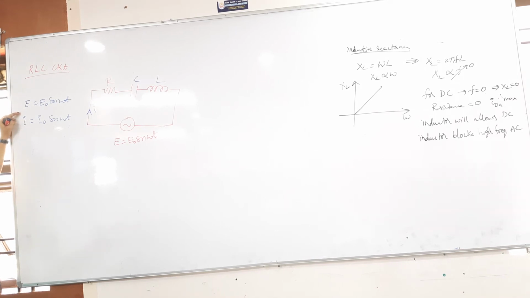I have talked in phone, there is no problem, there is no need to dream also. So E is equals to E naught sin omega t, I is equals to I naught sin omega t. Here the current is a sine function, and the voltage is also a sine function only. Obviously there will be a phase difference between them. That phase difference we get by the phasor diagram only.